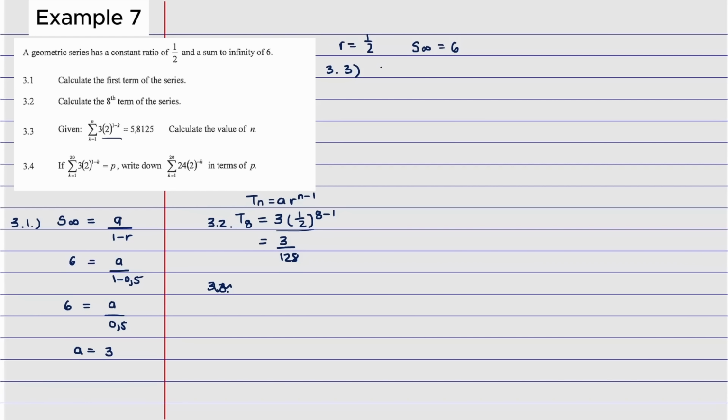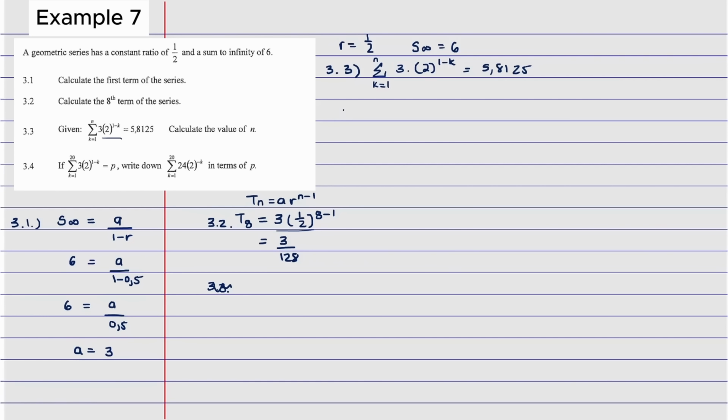We need to calculate n. So here, what are we given? We're given that the summation from k equals 1 up to n, the last term, is 3, open bracket, 2 to the power 1 minus k, is equal to 5,8125. We need to calculate n. And remember the fact that it's the last term.